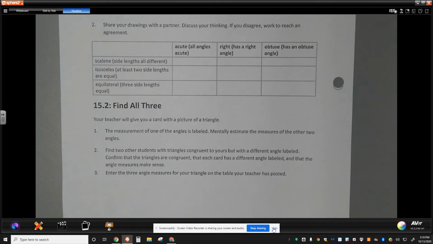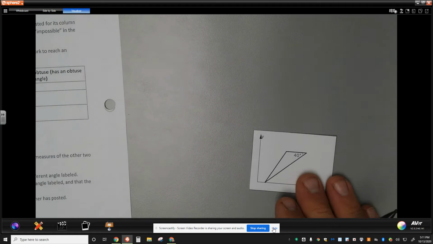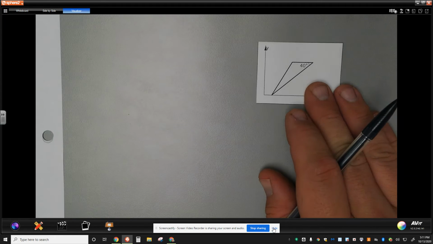And then you would take that around and try to find other students that help you put together what those other measures are, and you would enter the 3 angle measures for your triangle on the table your teacher posted. So I would have that up on the board. In this case, I would normally do this on a shared doc, but we're not going to be able to do that. So what I'd like for you to do is take a look at the ones that I'm going to present. So here's one of the cards. The one that I showed you has a 40-degree angle here in this triangle. And then if I wander around and try to find other kids, I may see one that looks like this.